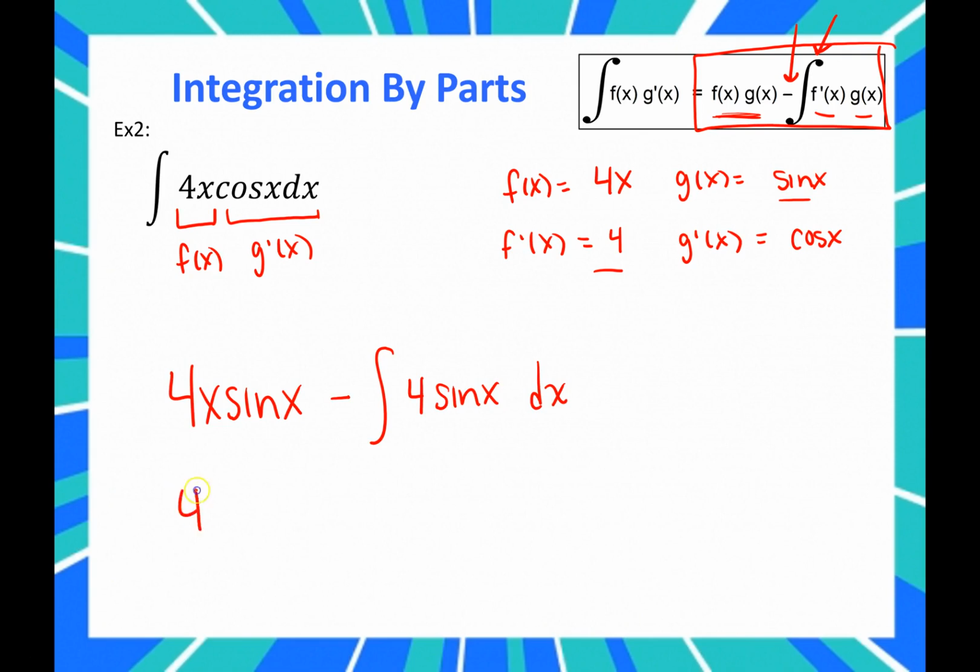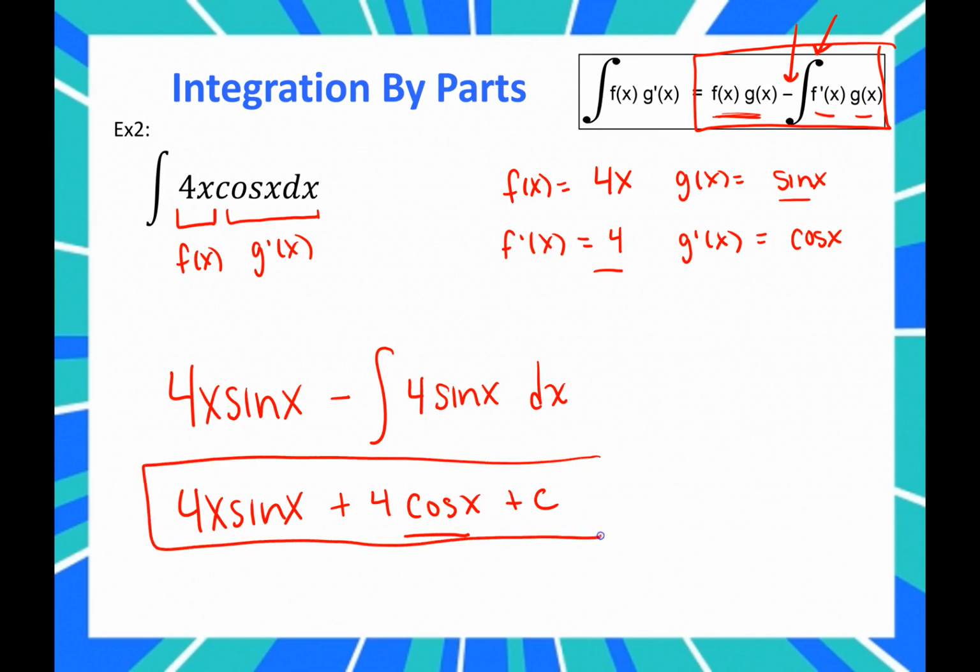All right, I'm going to drop down my 4x sine x, and now I'm going to integrate a minus integral of 4 sine x, which just gives me a plus 4 cosine x. How come? Well, the derivative of cosine is a negative sine, so that's why I have that. And don't forget your plus c. We're done with that one.